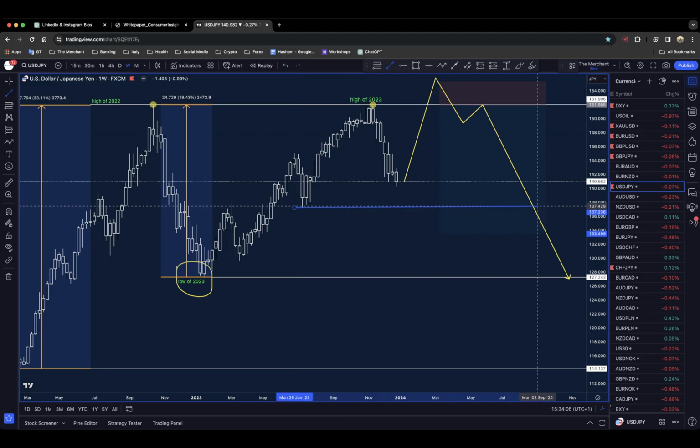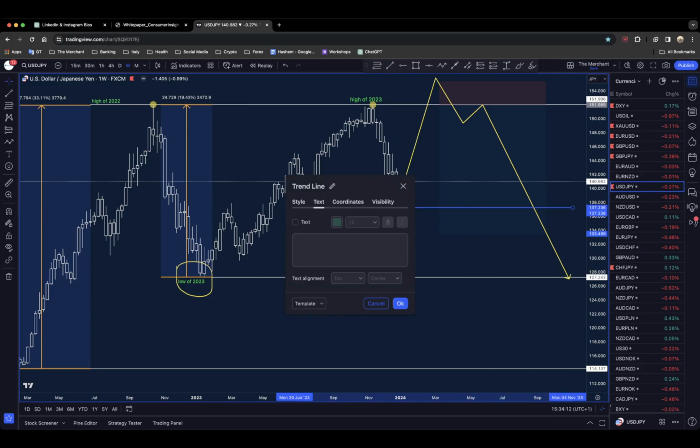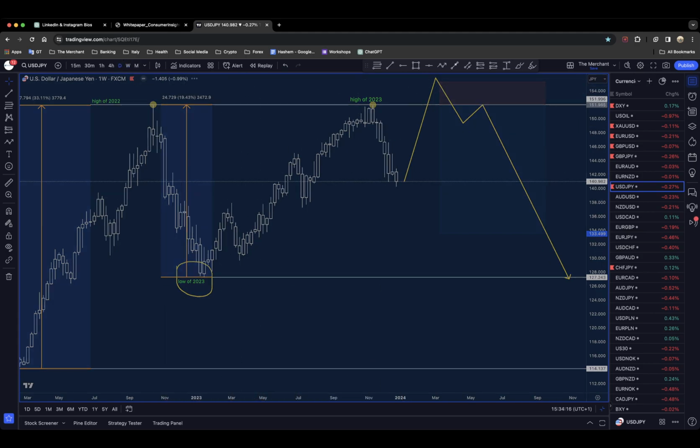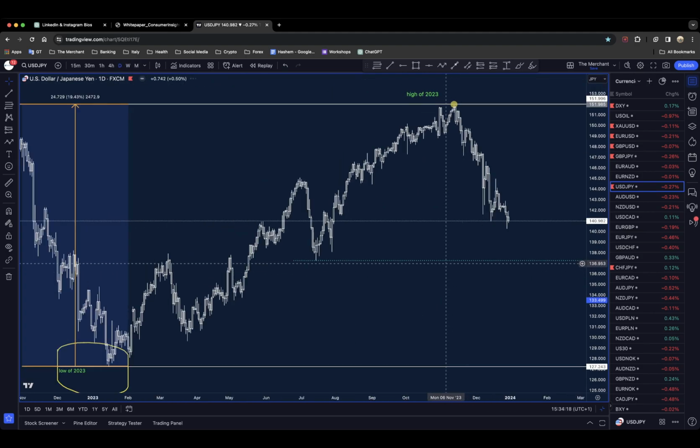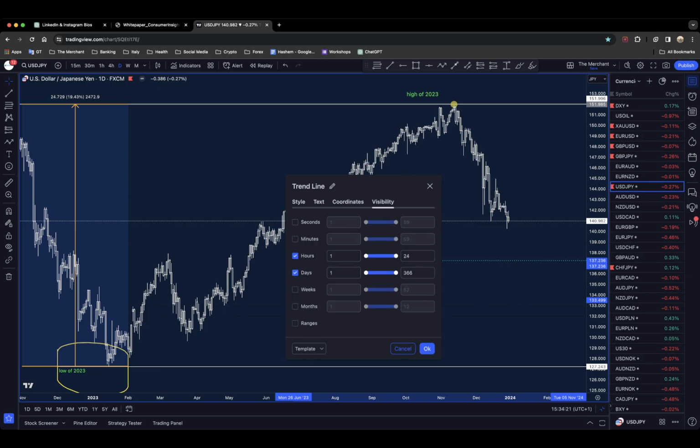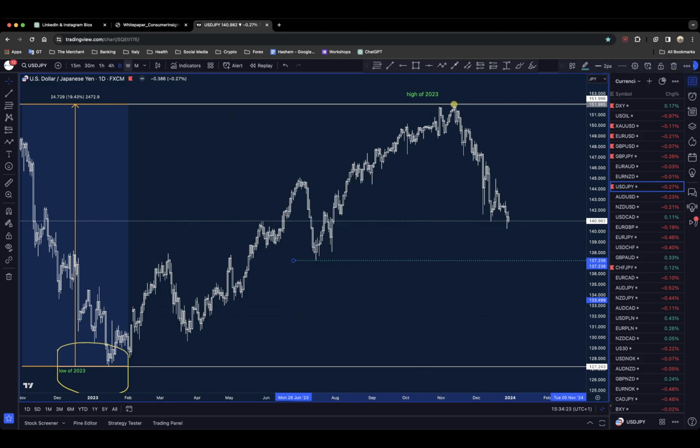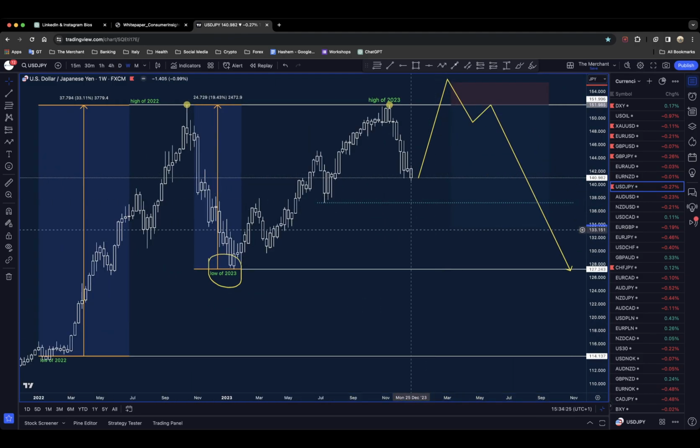This is the last higher low. Okay, so this is simply the last higher low. Sorry. Okay, I need to put it on the weekly time frame. So this is simply the last higher low.